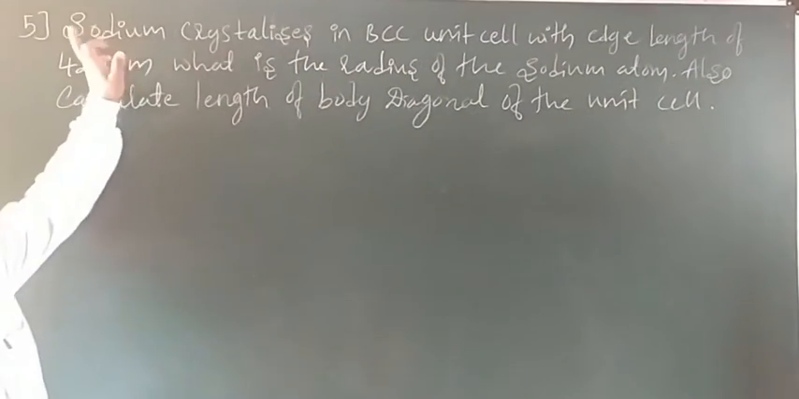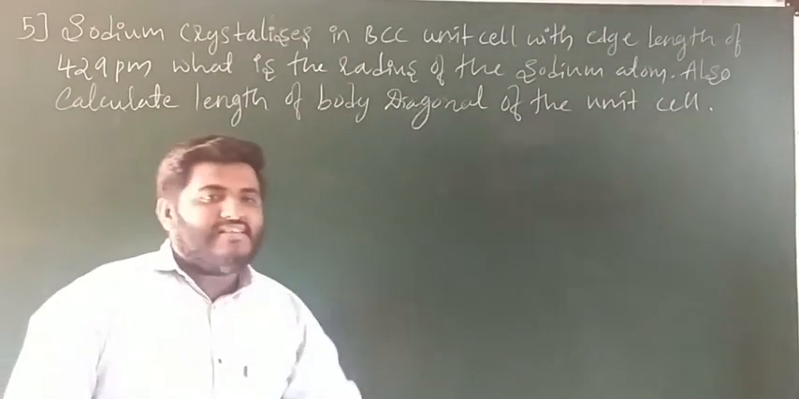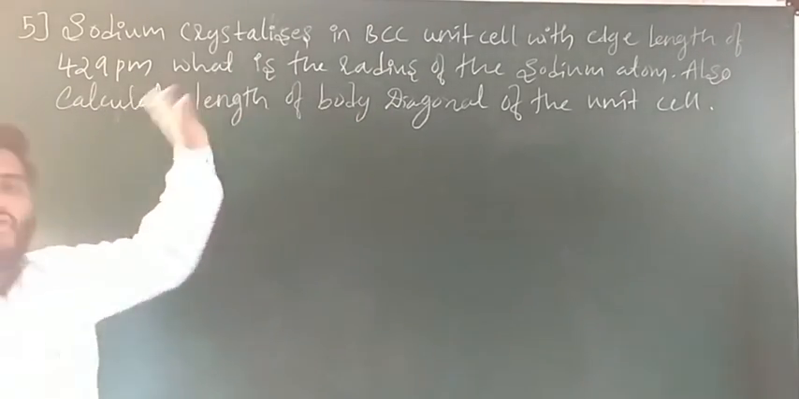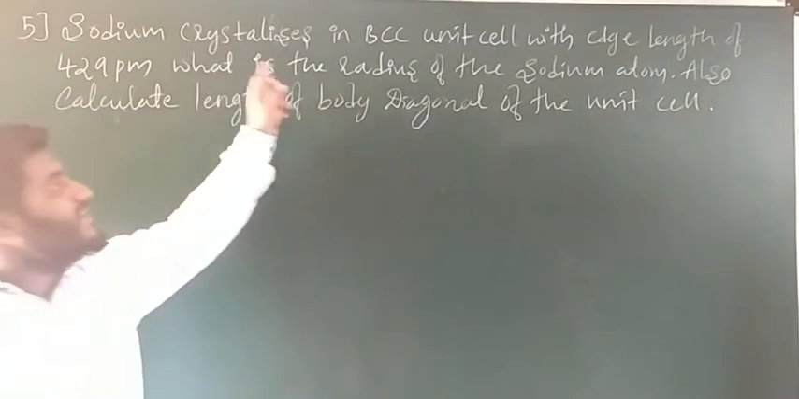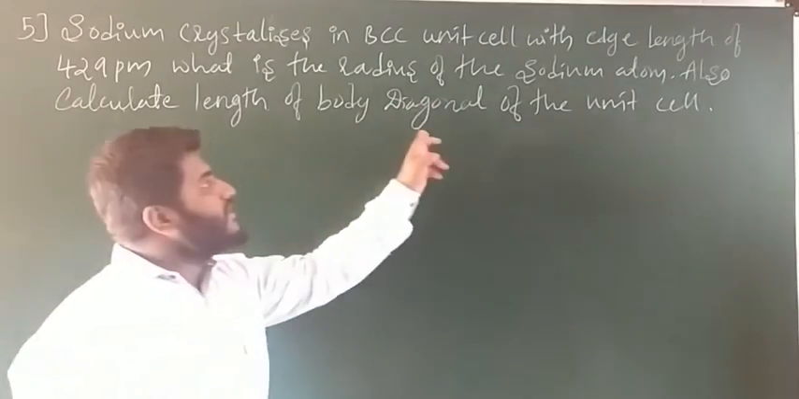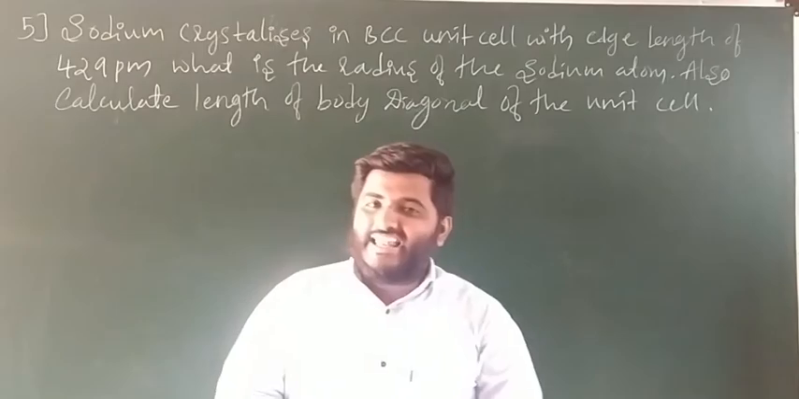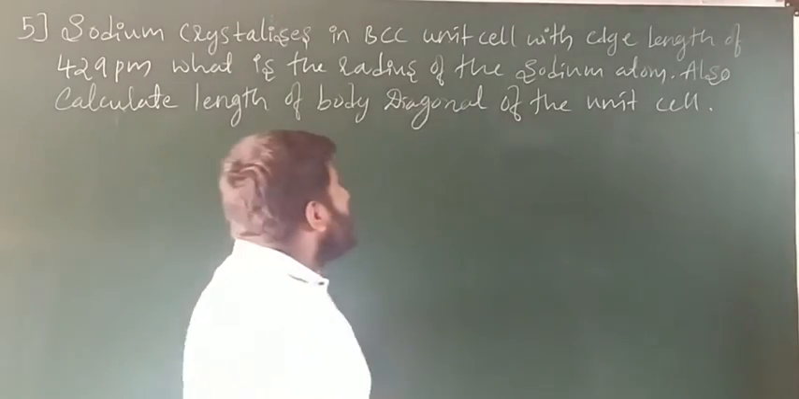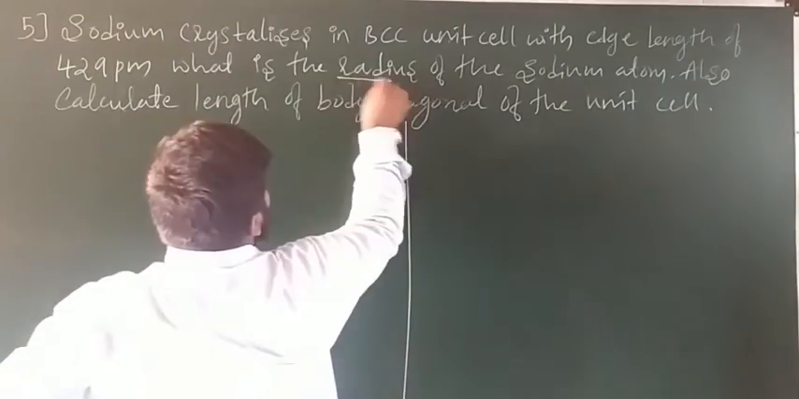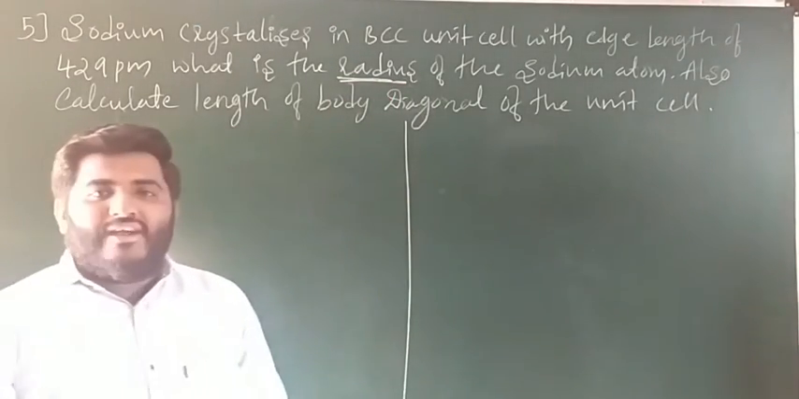Problem number 5. Sodium crystallizes in BCC unit cell with edge length of 429 picometer. What is the radius of the sodium atom? Also calculate the length of the body diagonal of the unit cell. That means you are asked to calculate the radius of the sodium atom.